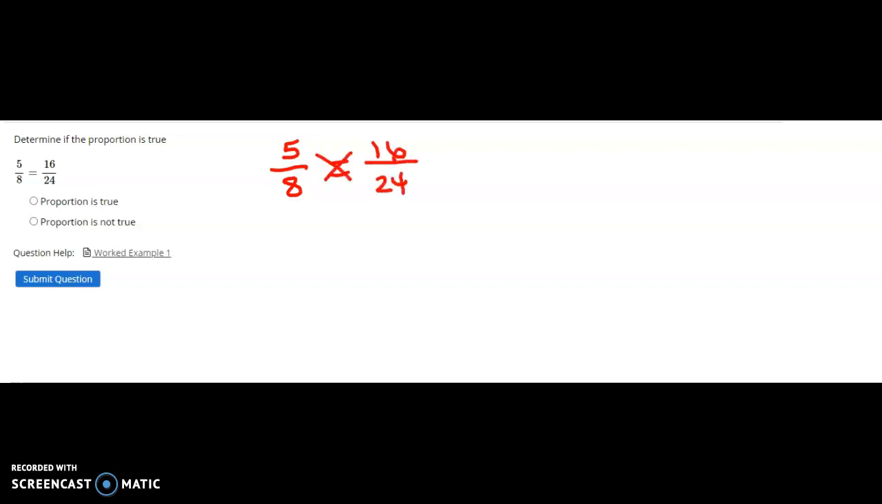So we just multiply straight across, 5 and 24. We get 120. And we want to see, does that equal 16 times 8, which is 128? These are not equal, so that tells us this is not a true proportion. These ratios are not equal, so the proportion is not true.